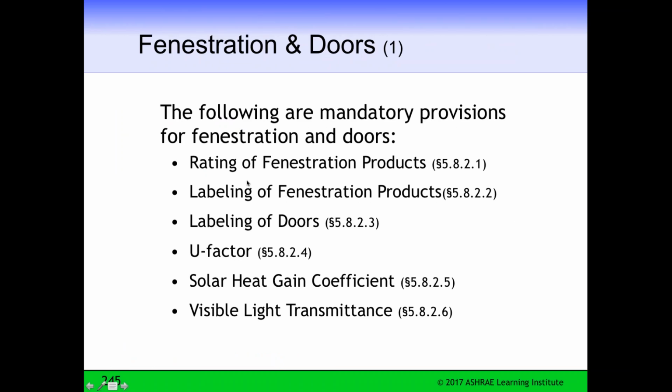Okay. And then here is a list of mandatory provisions for fenestration and doors: the rating of the fenestration products, the labeling of fenestration and doors, U factor, solar heat gain coefficient, visible light transmittance.